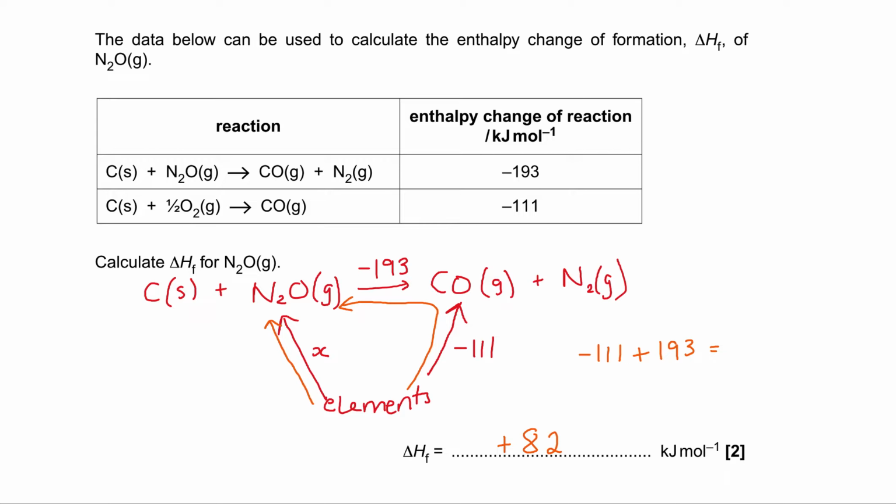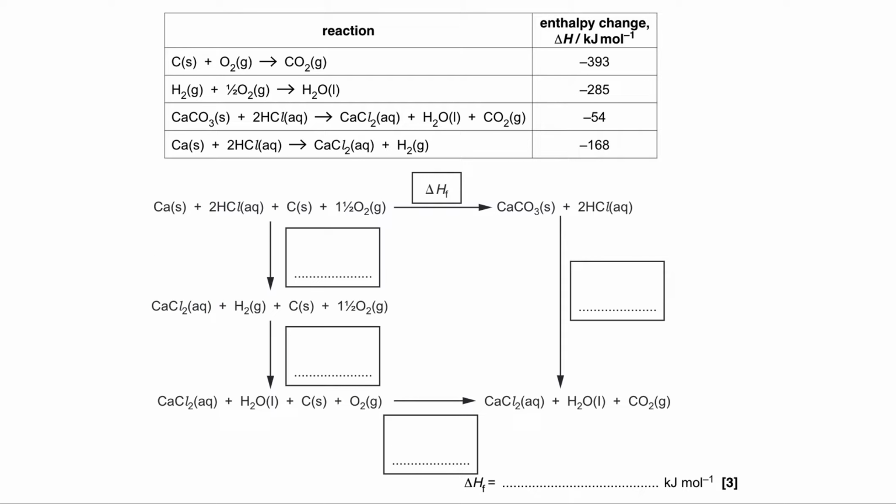Right, moving on to a slightly more difficult question. What they want us to do is fill in these boxes over here by looking at this data over here, and then eventually they want us to work out the enthalpy change of formation over here, so this reaction over here, which is essentially the enthalpy of formation of calcium carbonate. Right, so what we're going to do is look at filling these boxes in first.